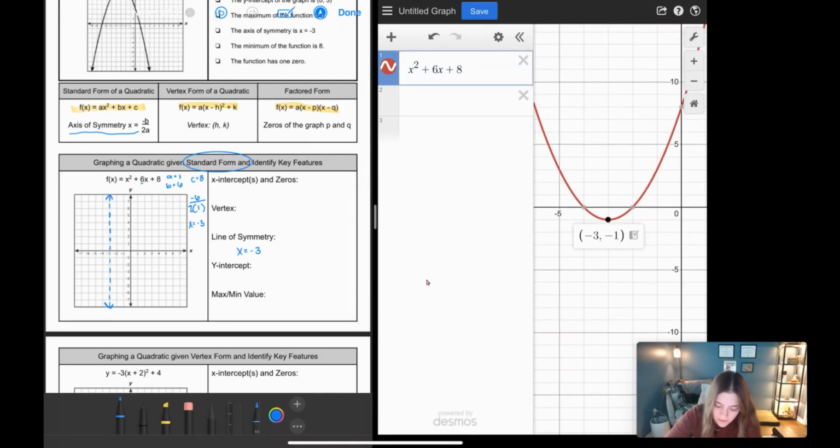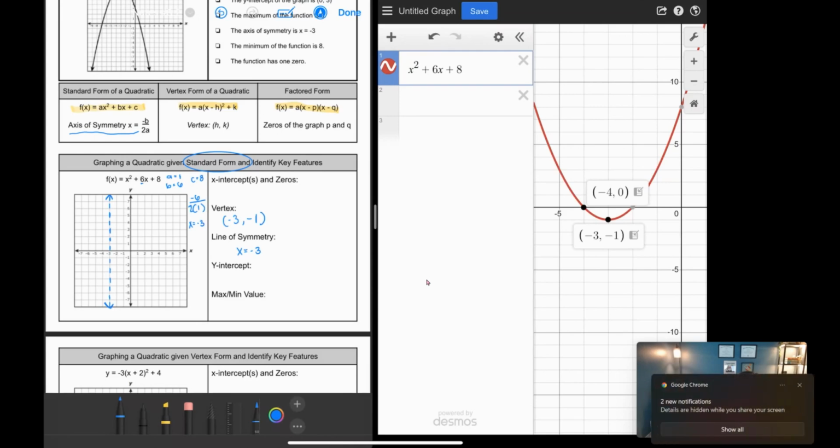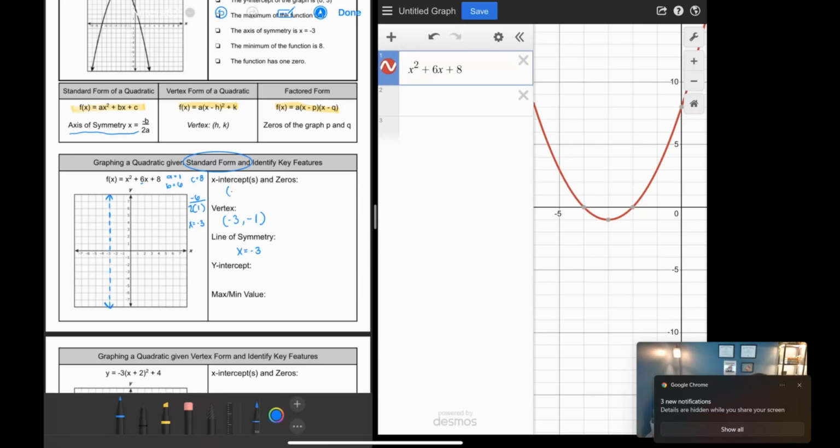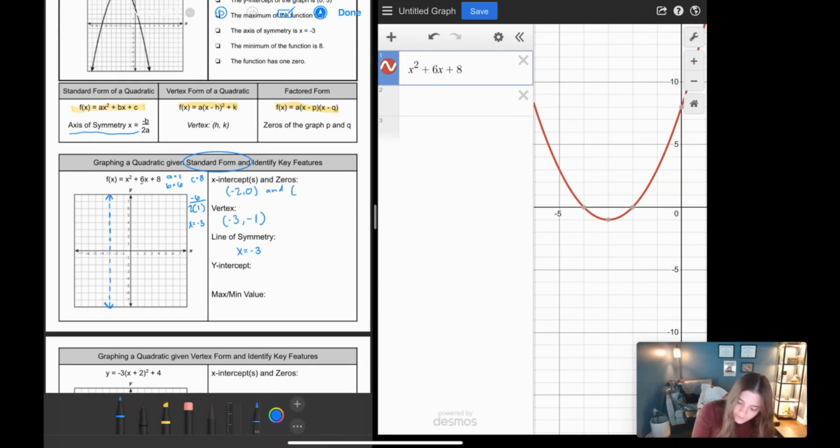It gives me the vertex, okay, at negative 3, negative 1. It gives me my x-intercepts where it crosses on the x-axis. So it crosses at -2, 0, and at -4, 0.